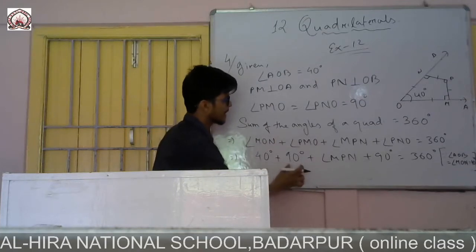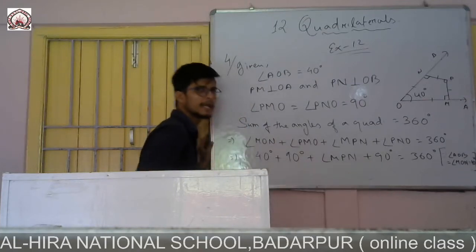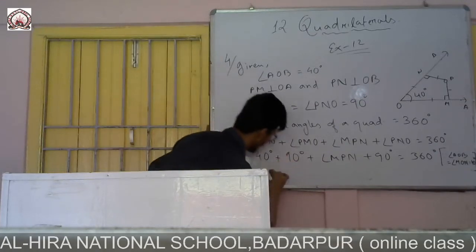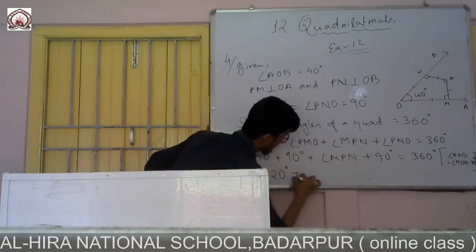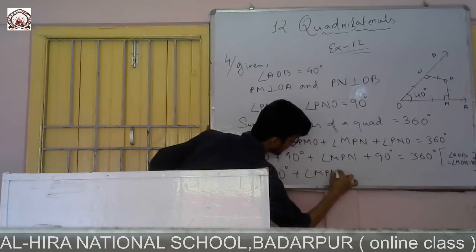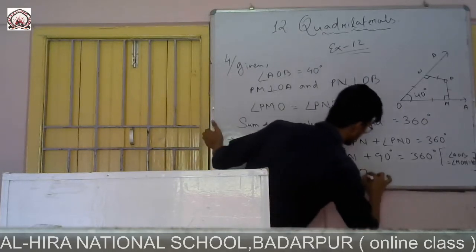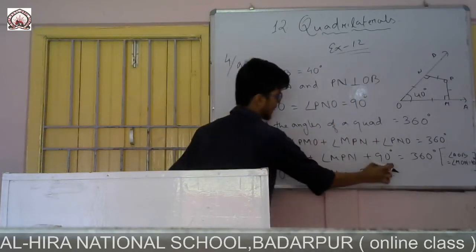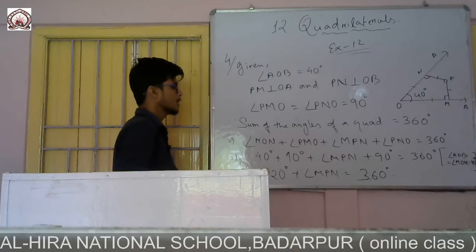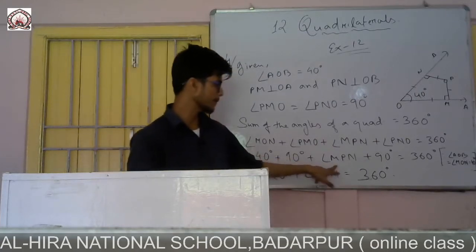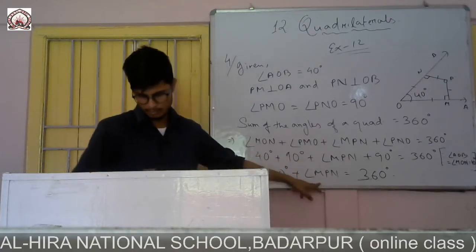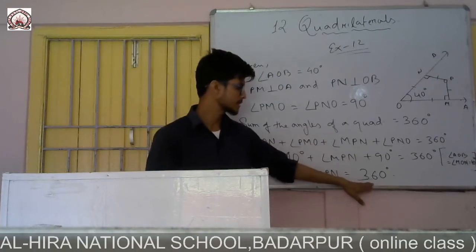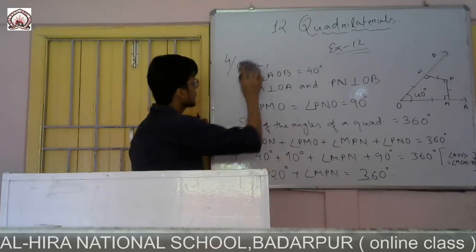So 40 degrees plus 90, we know it is 180. 180 plus 40 will be 220. So 220 degrees plus angle MPN equals 360 degrees. If we add 40 plus 90 plus 90, we get 220 degrees, and angle MPN we don't know, we have to find this one. The question says you have to find MPN, so I wrote MPN and 360 degrees. Now I will solve this one.